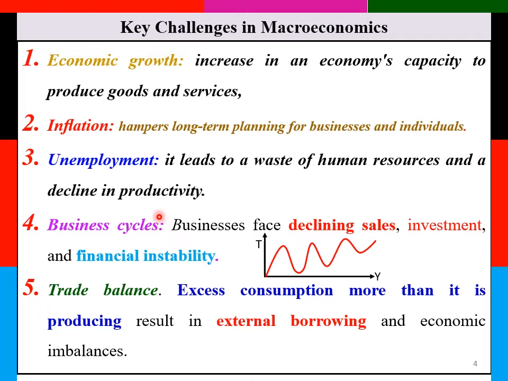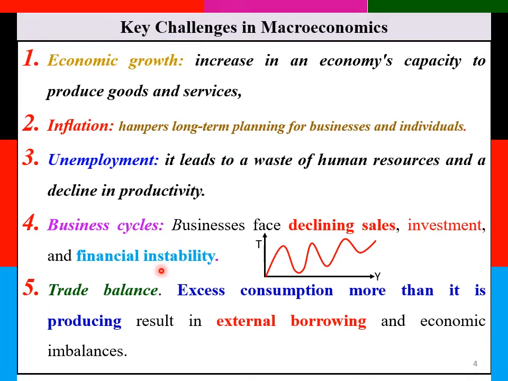Again, the business cycle can affect what? The macroeconomy. Since the economy sometimes moves up and down, again, up and down, it can affect the macroeconomy. It may cause a decline in sales. The volume of sales may decline. The volume of investment also declines.